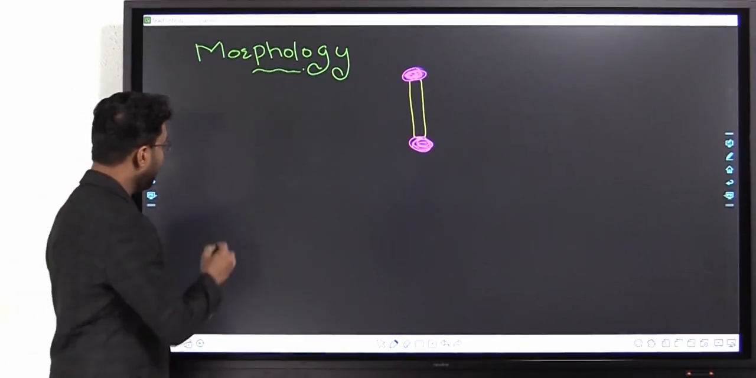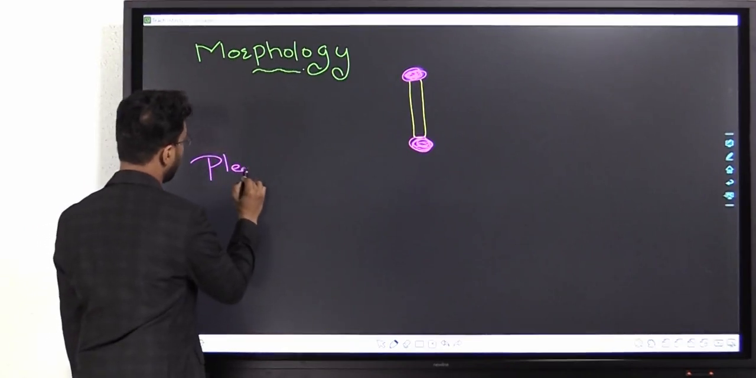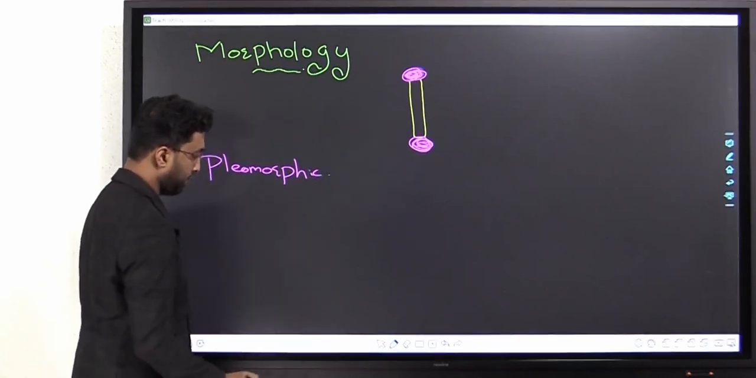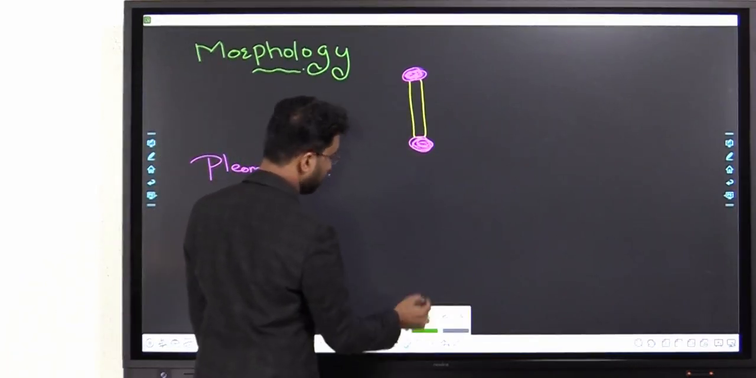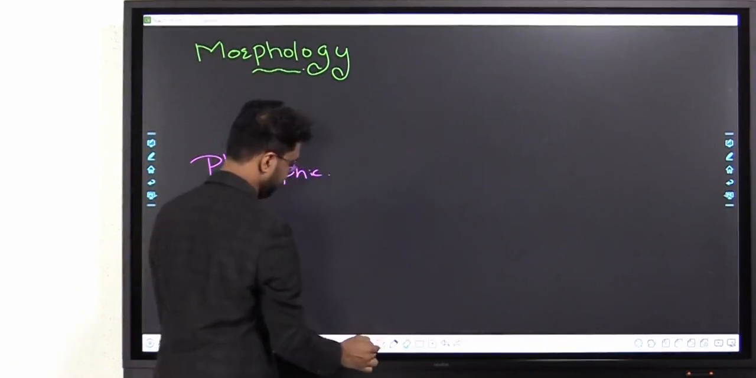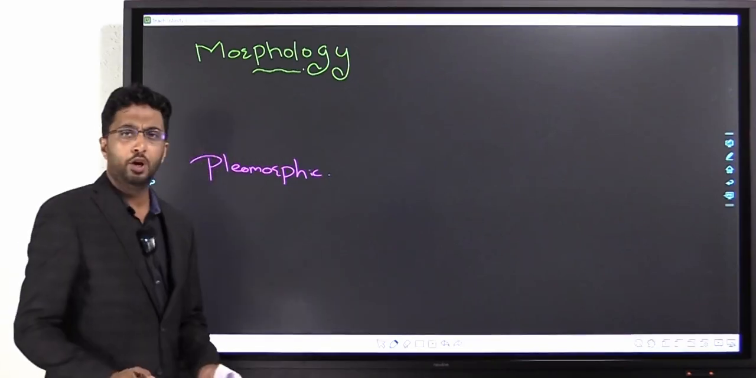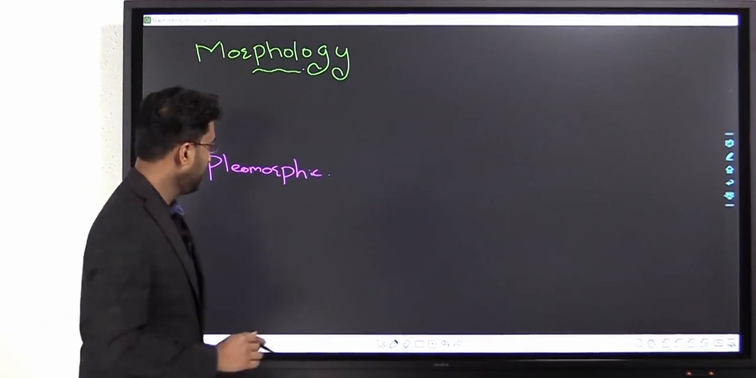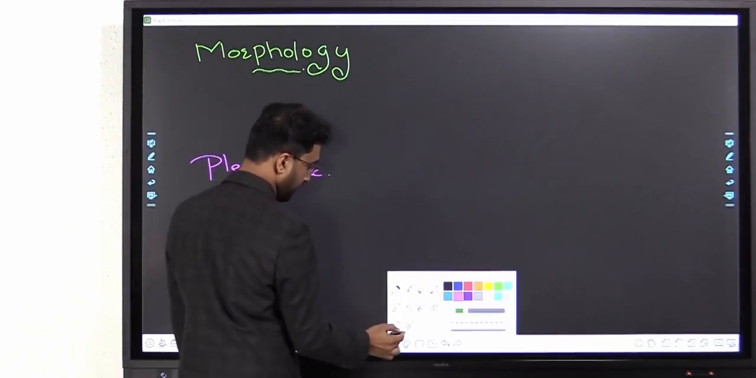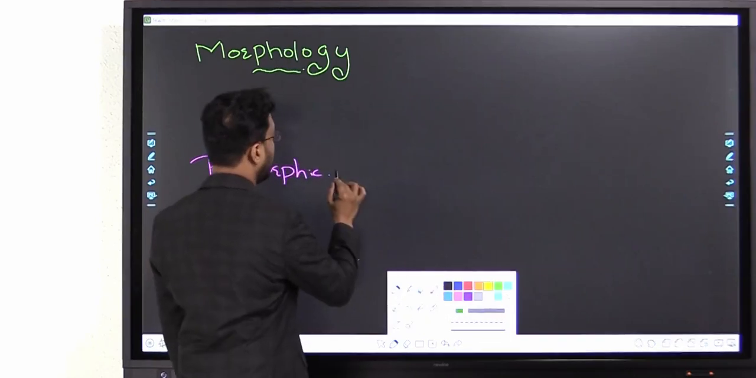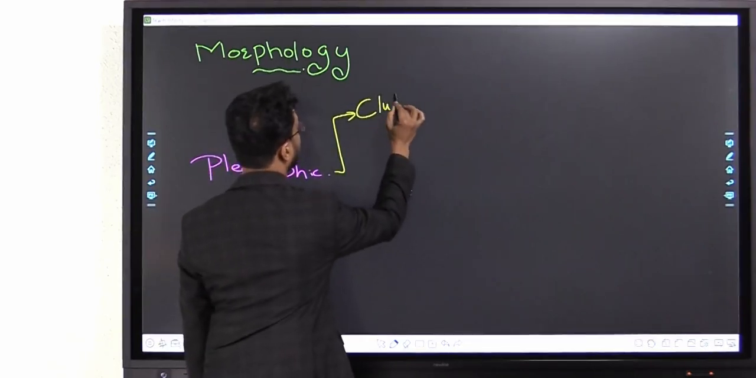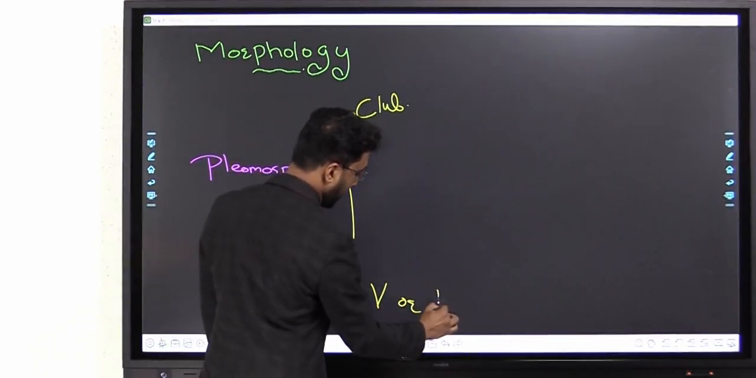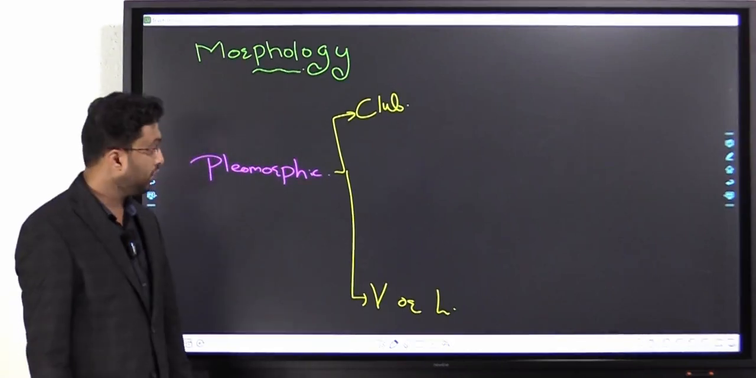When we discuss, we call it a pleomorphic arrangement. What is pleomorphic? Pleomorphic means it has no specific shape. It can be any shape. The arrangement of this pleomorphic bacteria can be either, as I've told you, club shaped, or it can be a random V or L letter pattern.